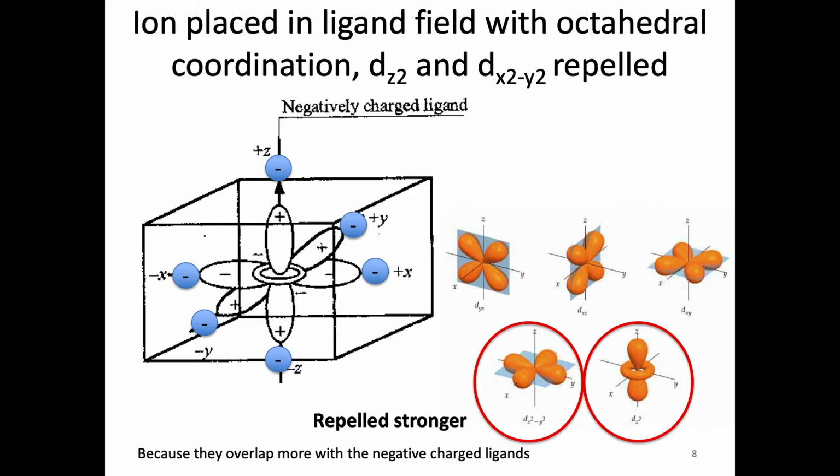All right, so let's look at an ion placed in this ligand field. And let's start with octahedral coordination. So imagine the center of this box is our positive ion, and you can see here that I've basically drawn the d orbitals for that ion. The plus and minus of those lobes is not referring to charge, but the sign of the Schrodinger wave equation. Then each of these blue spheres that I've drawn are negatively charged, and those are our negatively charged ligands. I put them in a certain spatial arrangement to show you octahedral coordination, right? So we have one here, and then four in plane.